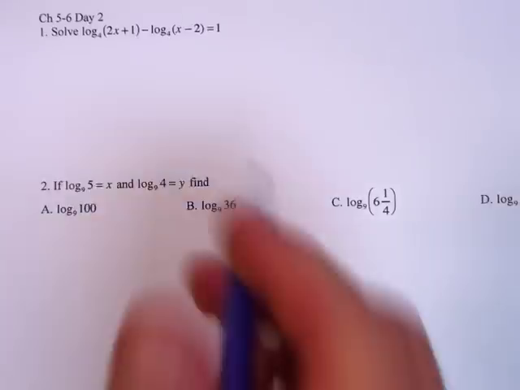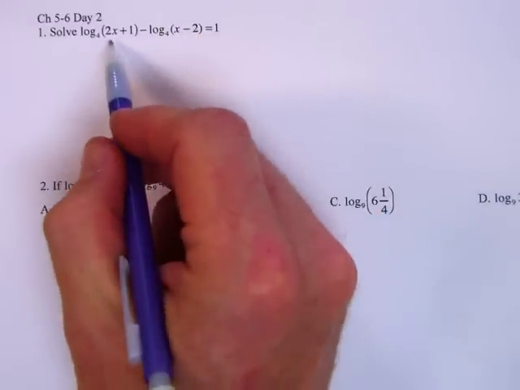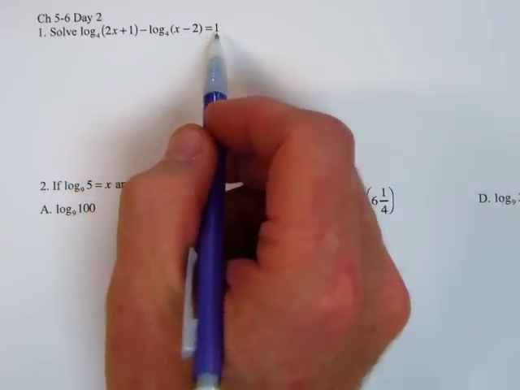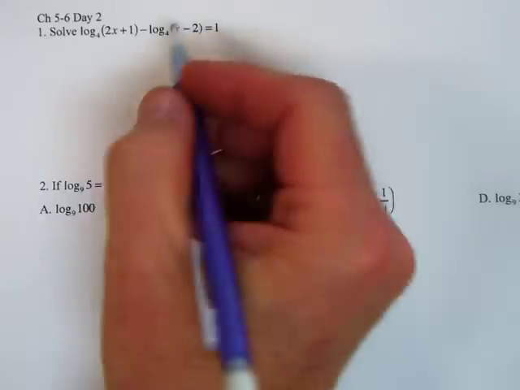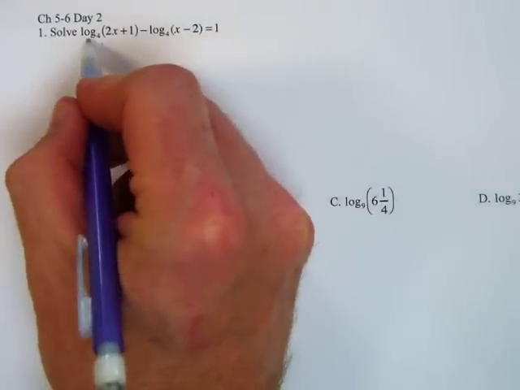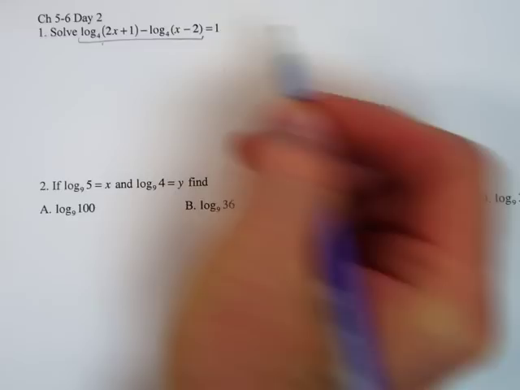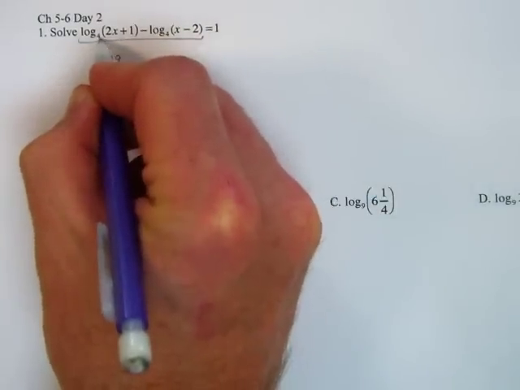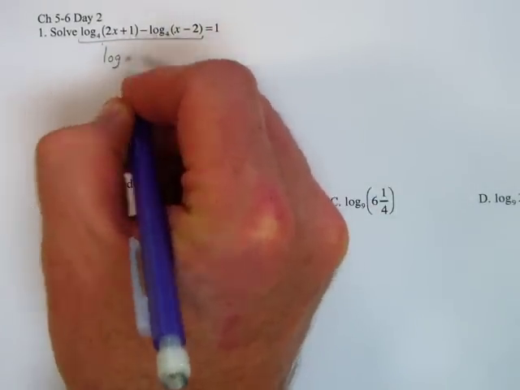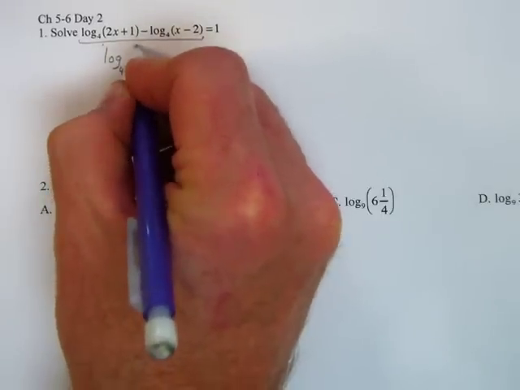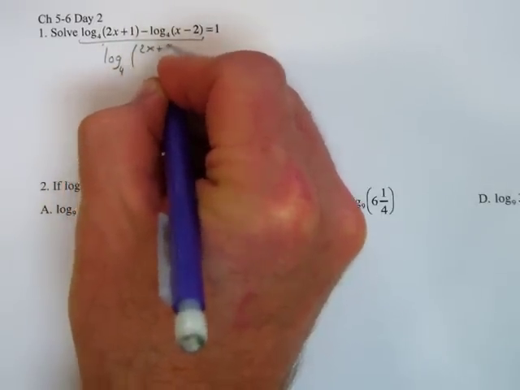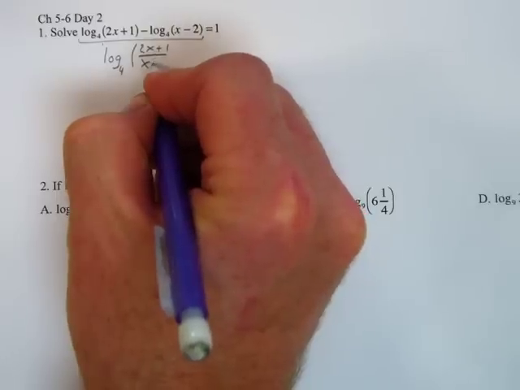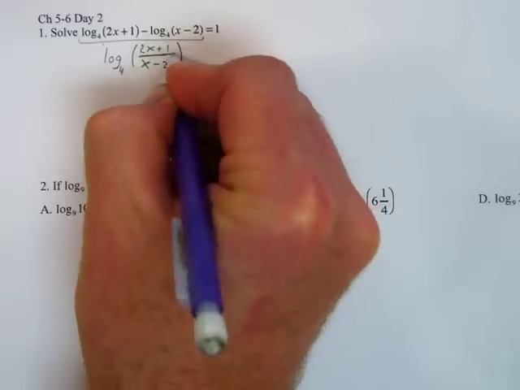Solve this equation. We have log base 4 of 2x plus 1 minus log base 4 of x minus 2 equals 1. What can we do with this? Well, this can be combined. We have the same base of our log, and we're subtracting the two logs. That's going to be combined to one log with it being divided, each piece being divided. So 2x plus 1 divided by x minus 2.